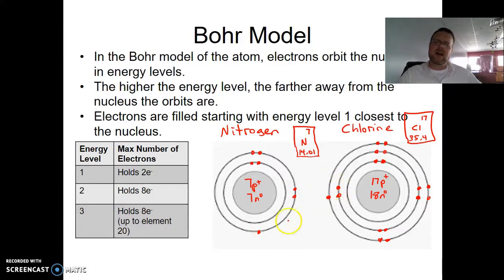Don't put this last electron to fill up that last energy level with 8, because then you'd have 18, which is more than a neutral atom of chlorine would have. Chlorine would only have a total of 17 electrons.